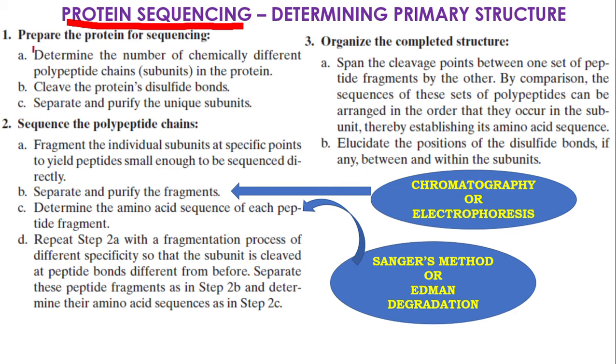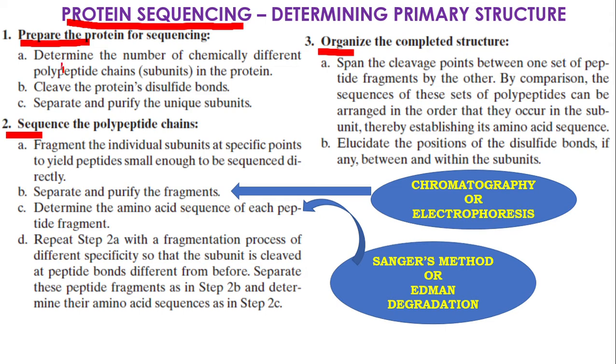Actually, there are three stages. Stage 1, prepare the protein for sequencing. Stage 2, sequence the chain. And stage 3, organize the completed structure. We need to find out the final structure of proteins. Stage 1, how do we prepare the protein for sequencing?